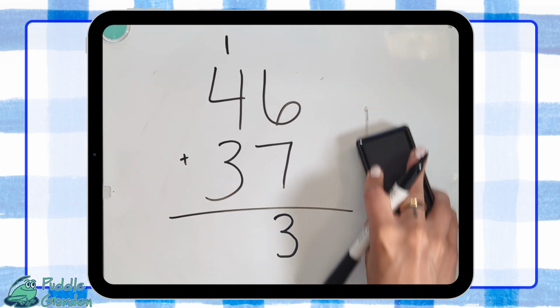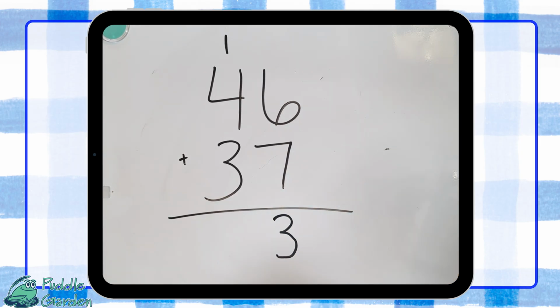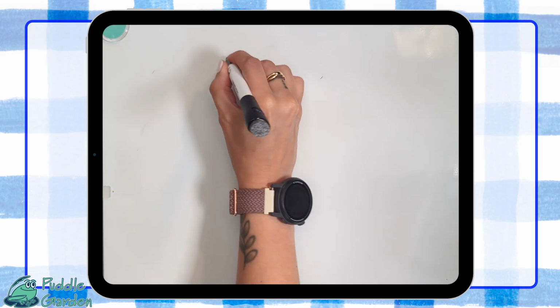Perfect job. So now we've got our ones finished. What is 4 plus 3? That's right, it's 7, but if we add one more, 7 plus 1 more equals, that's right, it would be 8. So 46 plus 37 equals 83. Nice job.